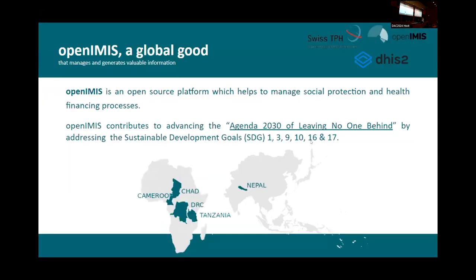So let's start from where we are getting data. I would like to give you some background on OpenIMIS. It's a social health protection and health financing system. In OpenIMIS, we're contributing to advancing the 2030 agenda of leaving no one behind by addressing the Sustainable Development Goals. And we have implemented this in Cameroon, Chad, Tanzania, DRC, Nepal, and so on.